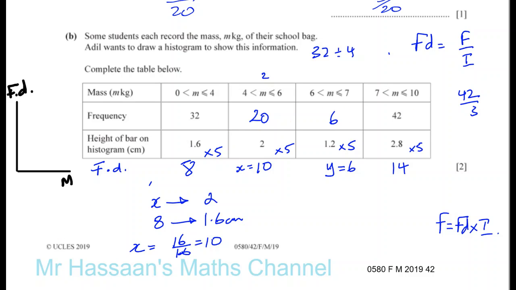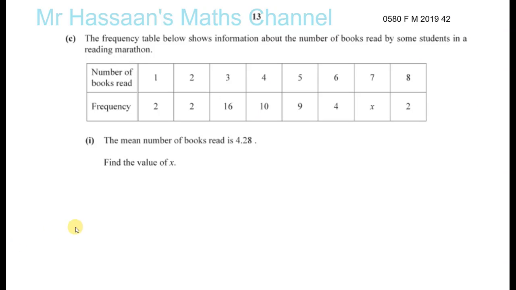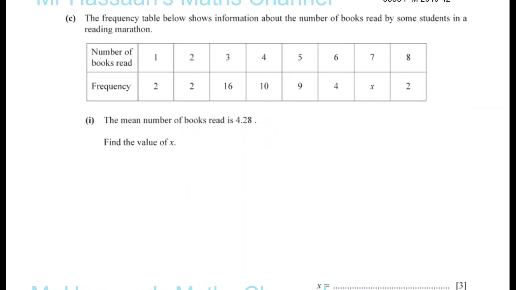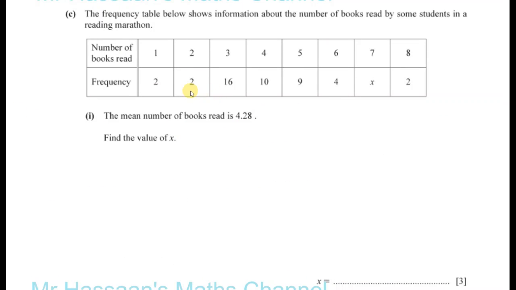part C. Now, it's got 2 parts to it, has it? 1, 2, 3. Okay, so now the frequency table below, now this is not a grouped frequency table. Here we have all the data values. There's nothing to estimate here. We know that there's 2 books that were read. Okay, so no books in a reading marathon.